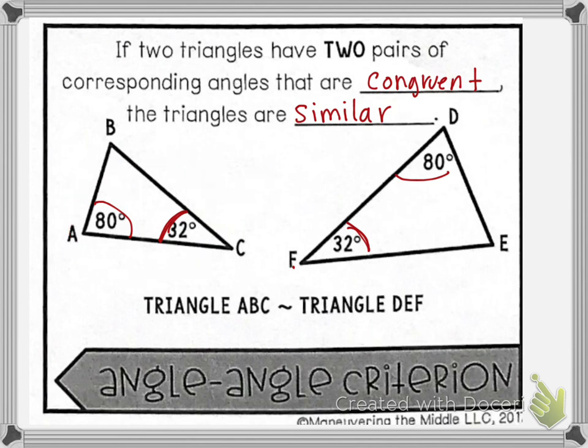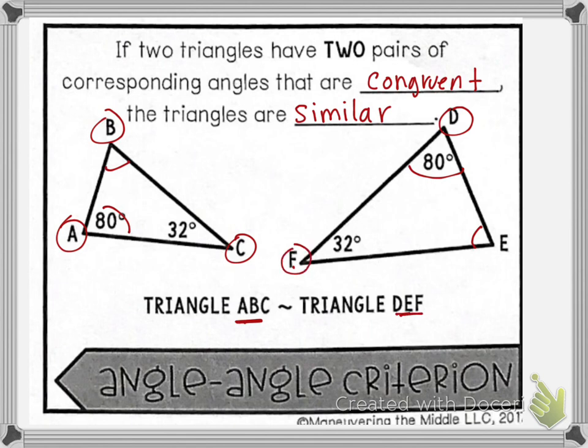The way you would write this is triangle ABC is similar to DEF. The reason it's DEF is because we start with D. You see D and A, they're both 80 degrees, right? E would be the B, and then F would be the C, which is the 32.